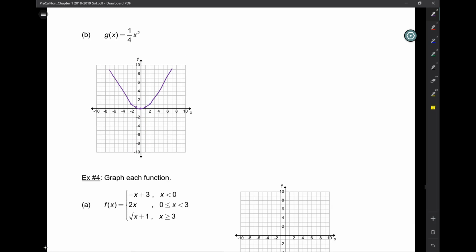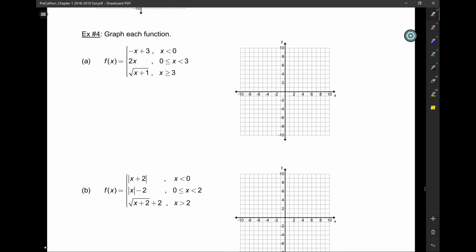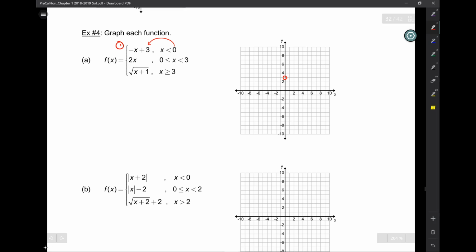1/4 x squared. All right, so let's do some piecewise. I'll do that first one with you guys. All right, so here we have partitions at 0 and 3, right? So the first thing I do, I'm going to graph that first one. I'll color code this. So this one, I'll do it in red. I first plug in 0 in here, right? At x equals 0, I'm at 3. Is that right? And is it open or closed? Open. And now, what does that look like? What kind of equation?